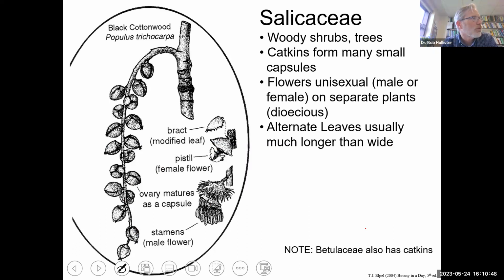Now we're going to keep going. Salicaceae. Salicaceae is mostly just Salix or willows. Okay, so they're woody again. They've got catkins. So also see Betula, right? Betula also have catkins. But they tend to be long, skinny leaves.